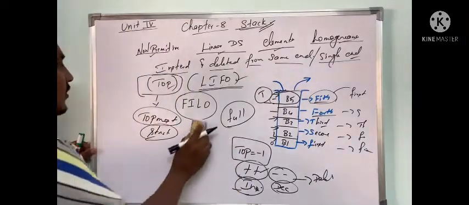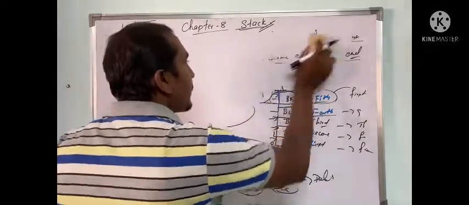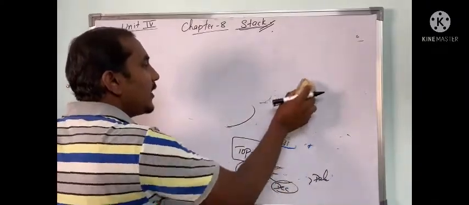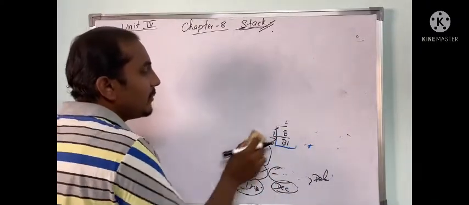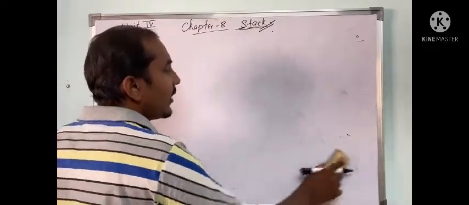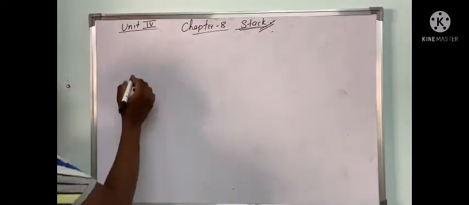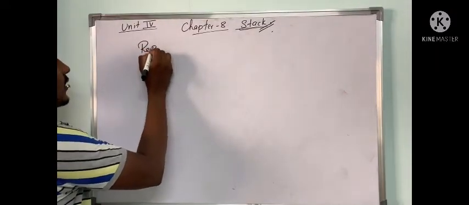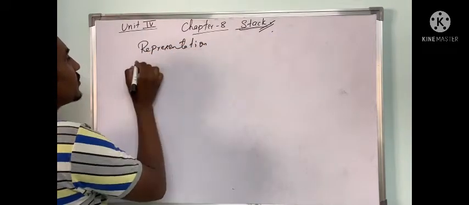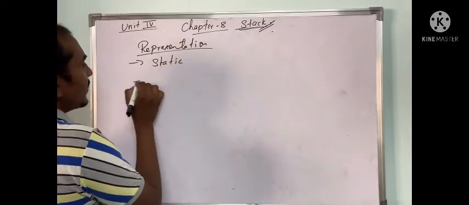Now we will see one more topic in the session called representation of stack. So what is representation? Representation is going to explain how this logic can be implemented in your program, by using which method I can implement this type of structure. To represent that, we'll be using representation of stack. Representation will be done in two methods. One is static and another one is dynamic.